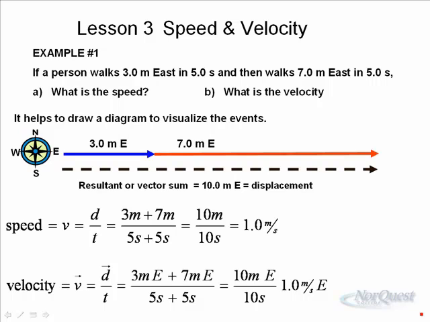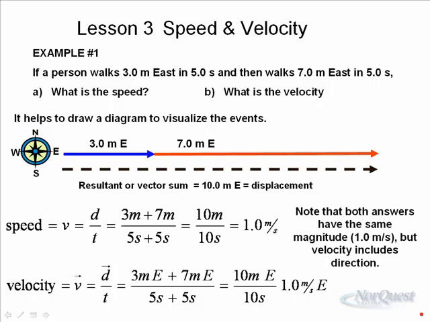Now notice that they both have the same magnitude, that is 1.0 meters per second. But velocity must also include the direction, and this is very important in the next example, which is not quite as uniform as this first example.